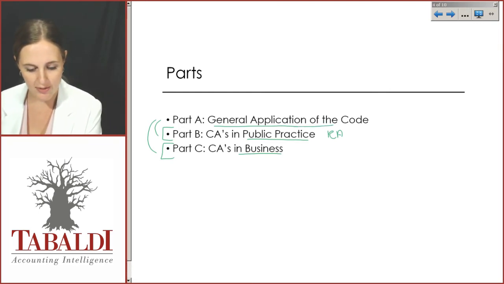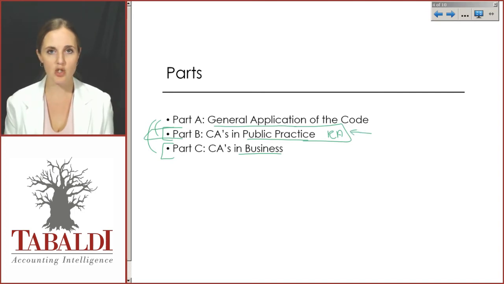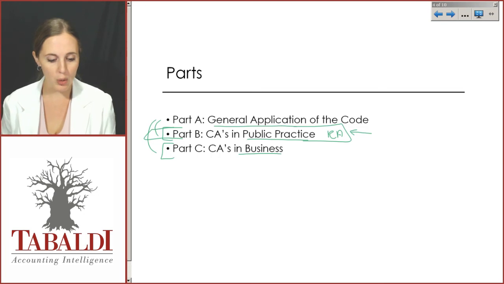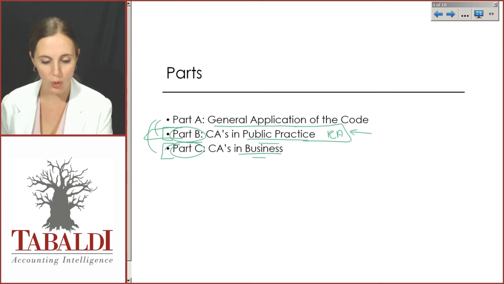So your public practice for us as auditing students is where we spend a lot of our time studying, because this relates to how we as CAs should behave while we are doing audits. There are very specific requirements and they are quite different, so we need to be aware about which part we're dealing with before we decide which one to look at, because the requirements could be different. So be careful about which part you decide to use, and that's going to be dependent on your role.